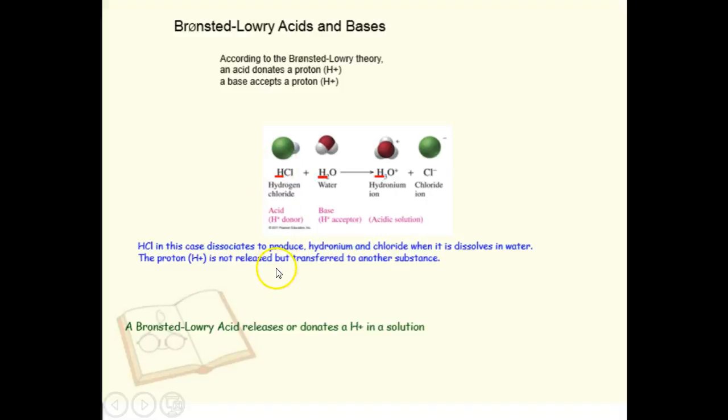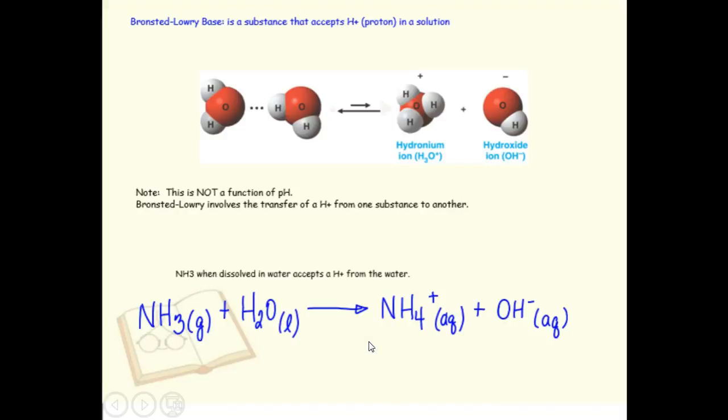Okay, so this hydrochloric acid will dissociate to produce the hydronium and chloride when it dissolves in water, and the proton is not released but transferred to another substance. So this is being transferred to this water, which is another substance. So in the Bronsted-Lowry acid, it either releases or donates a hydrogen in a solution.